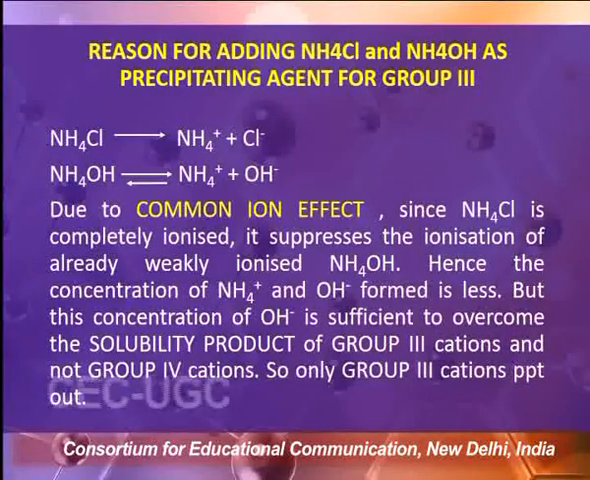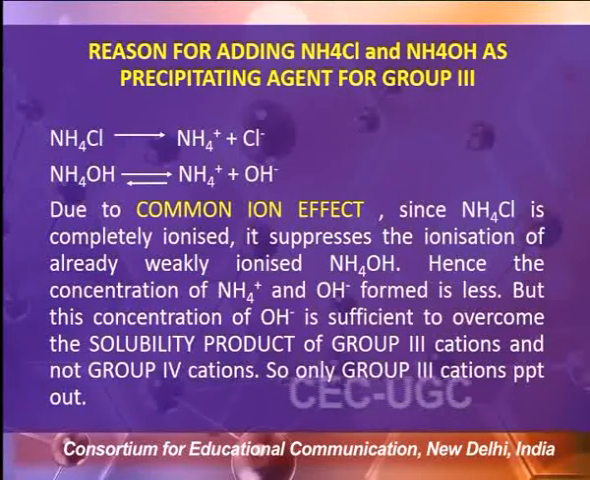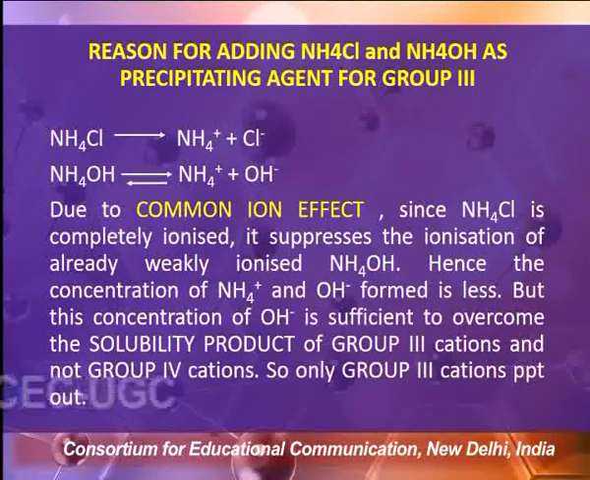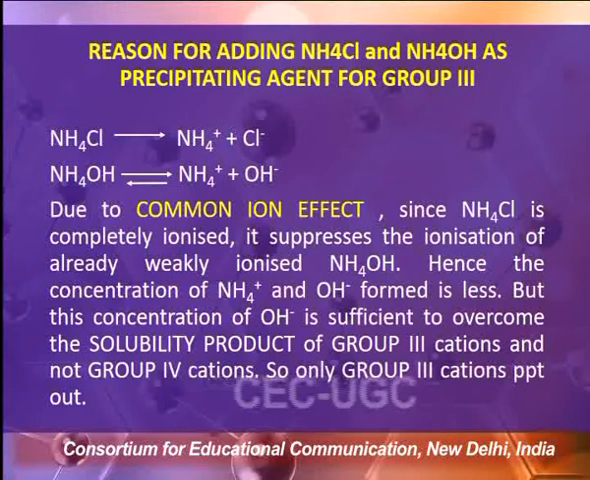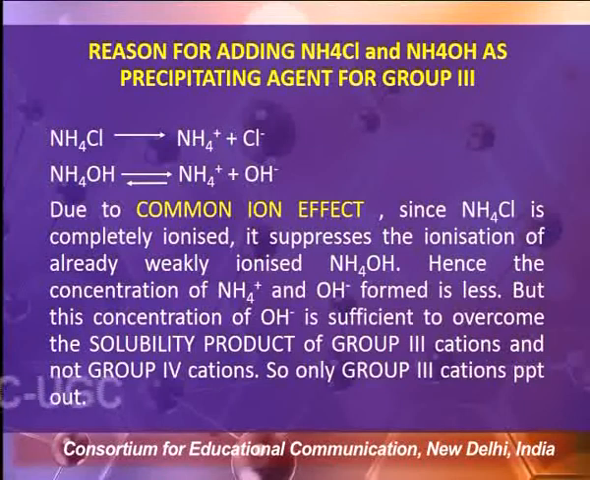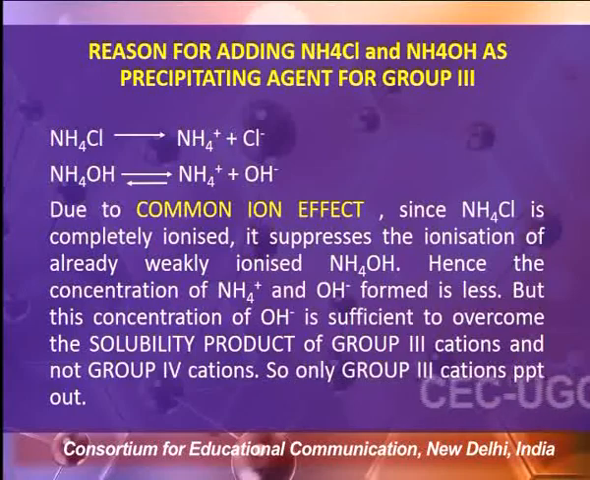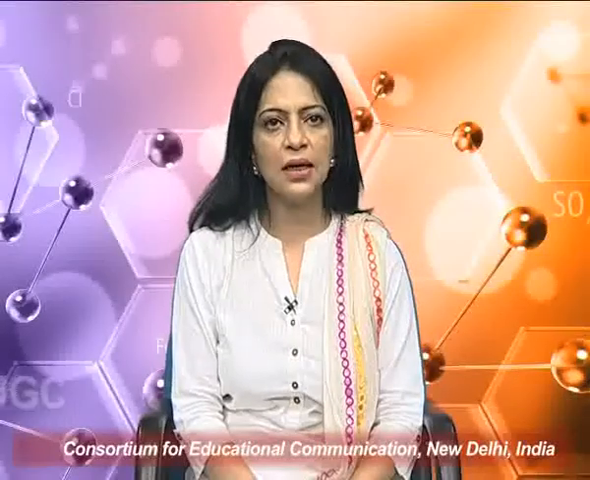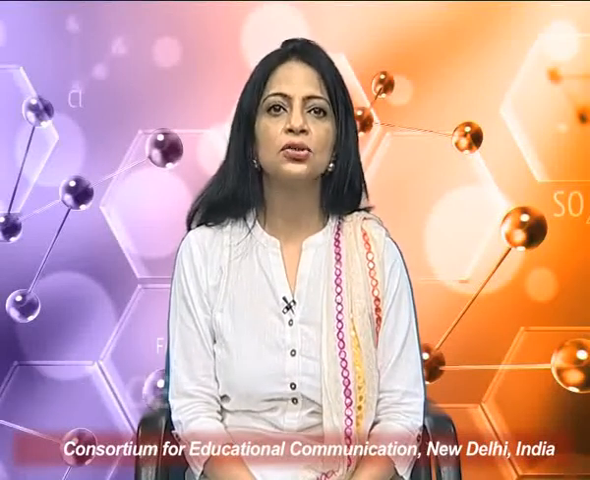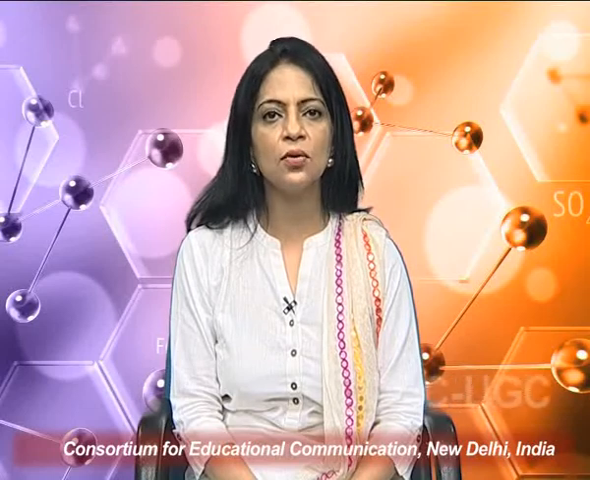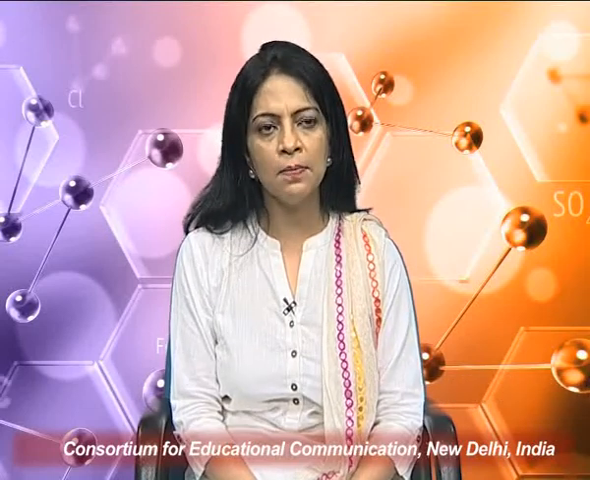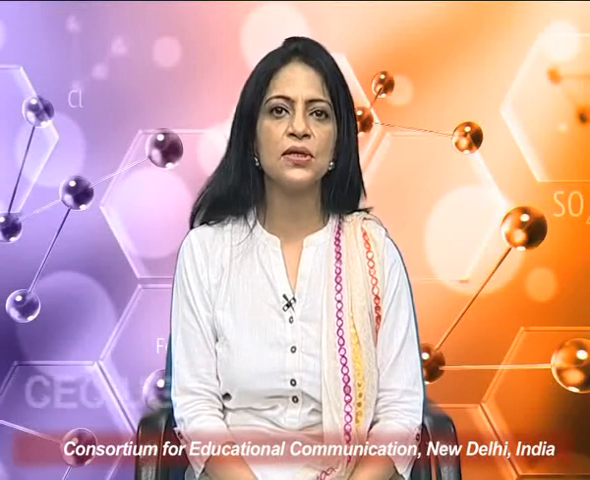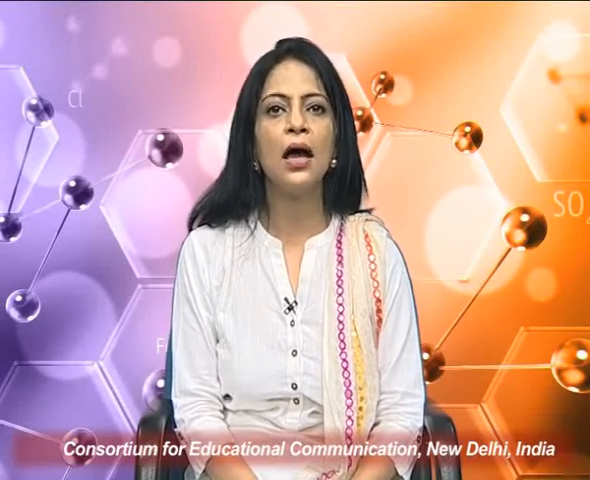Now, as we have just seen, for the precipitation of group 3 cations, we have added both ammonium chloride as well as ammonium hydroxide. That is, ammonium chloride and ammonium hydroxide or ammonia is used as a precipitating agent for group 3 cations. Now, the reason for this addition of both is, when we see the equation, ammonium chloride is fully dissociated to give ammonium ions and chloride ions. Ammonium hydroxide is partially dissociated to give ammonium ions and hydroxide ions.